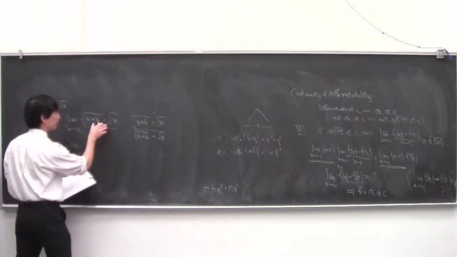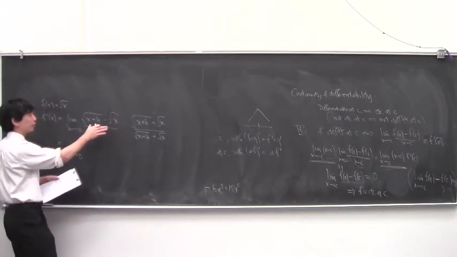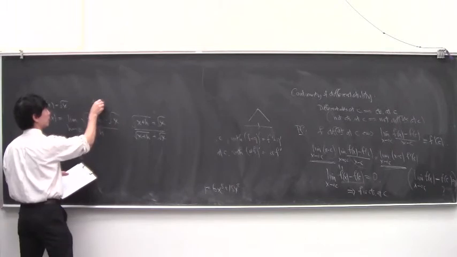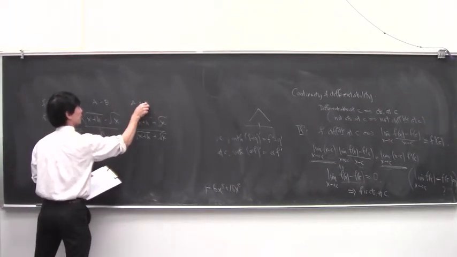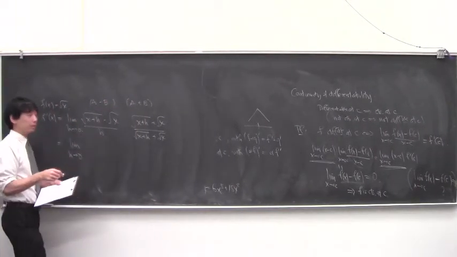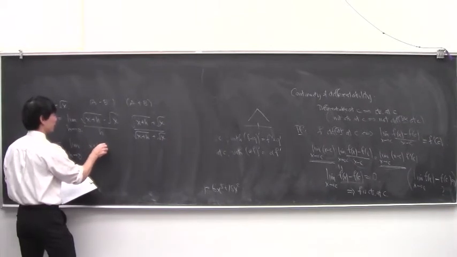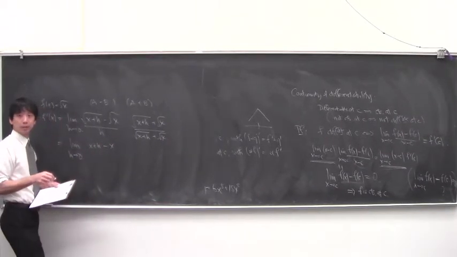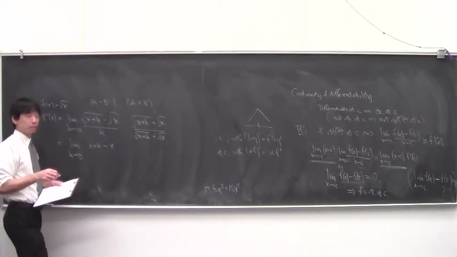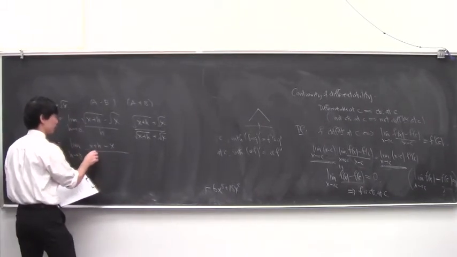Why do we do that? Because then we have a difference of squares on the top, right? A minus b, a plus b, right? So we get a squared minus b squared over h.